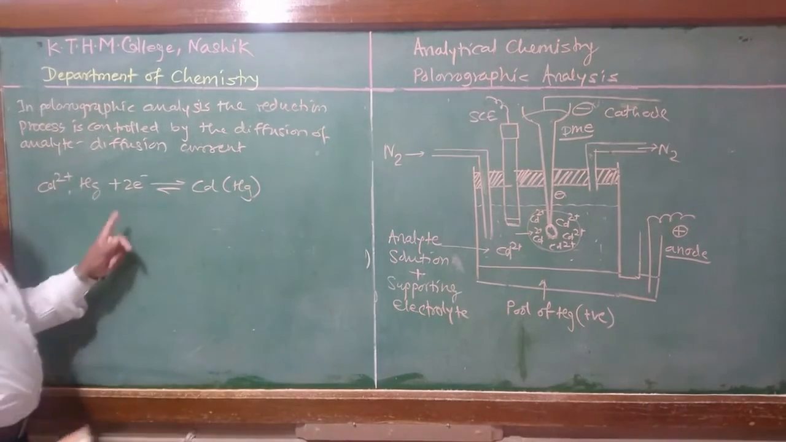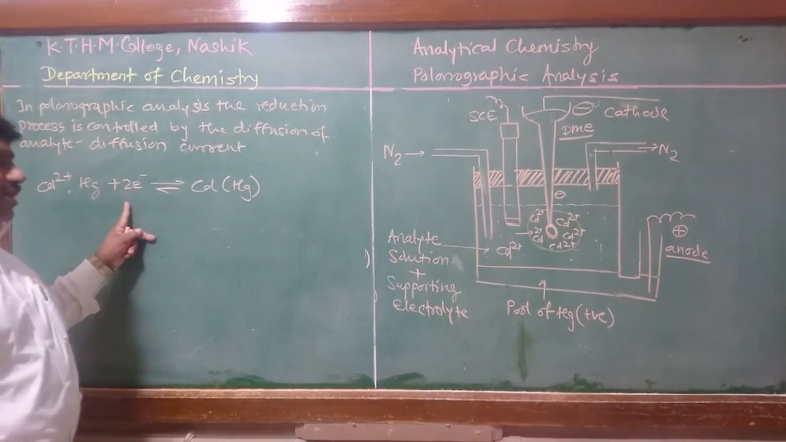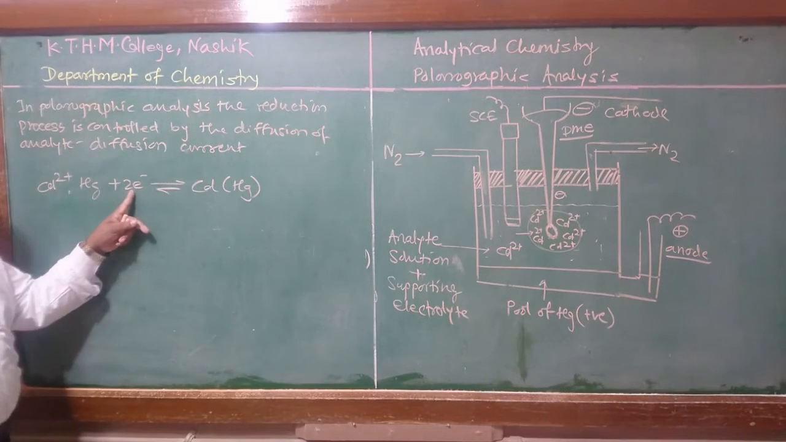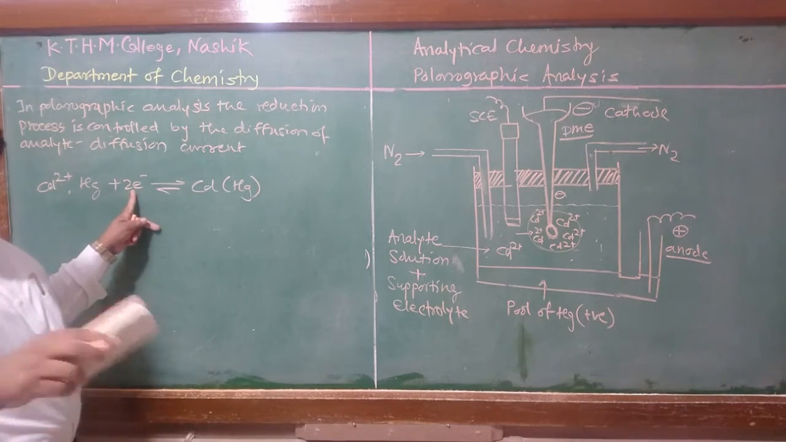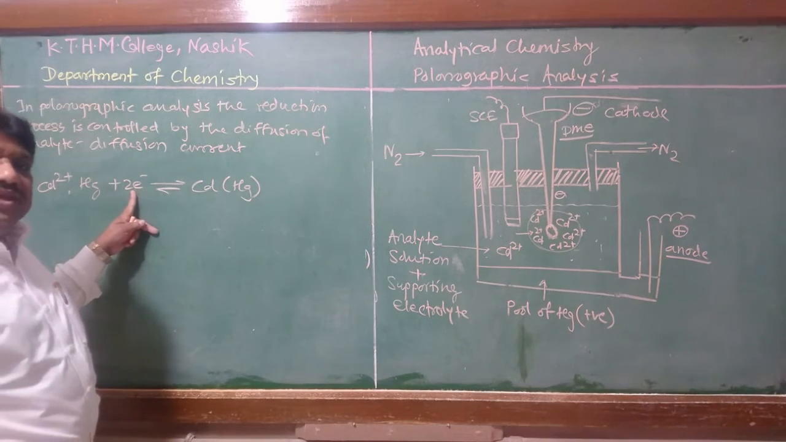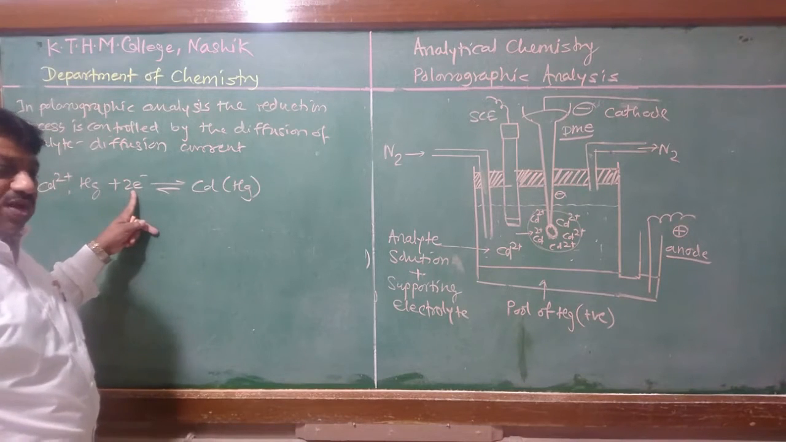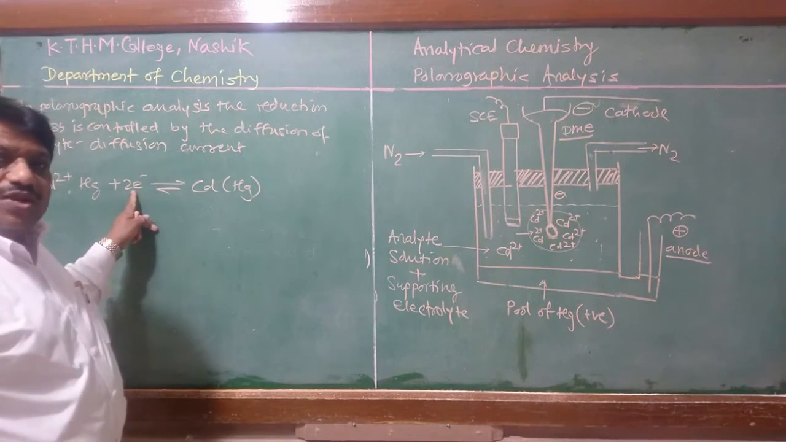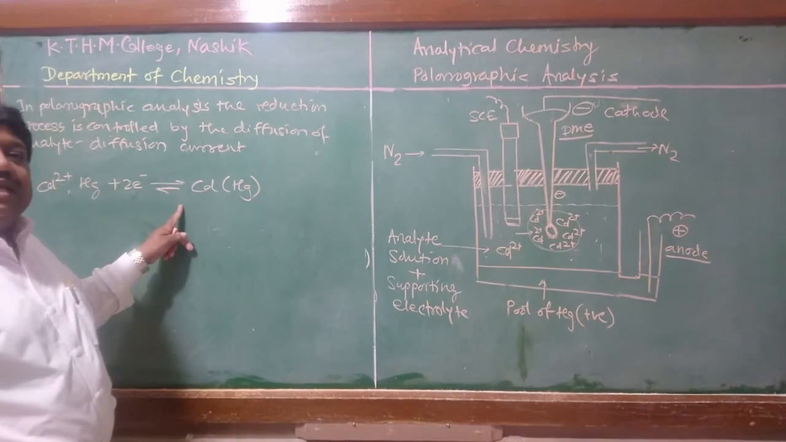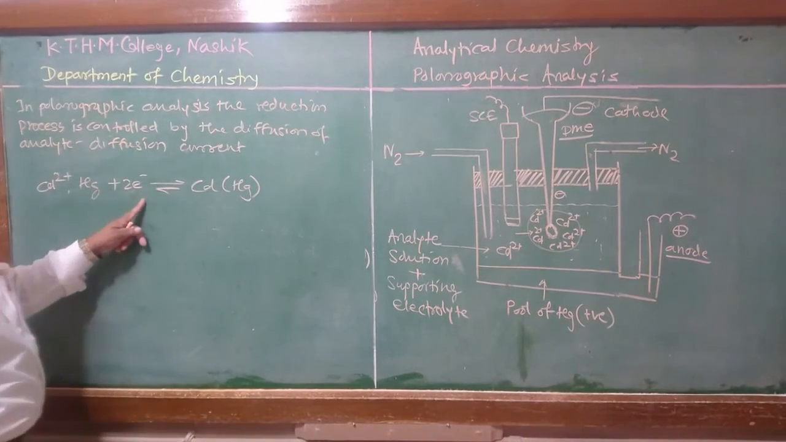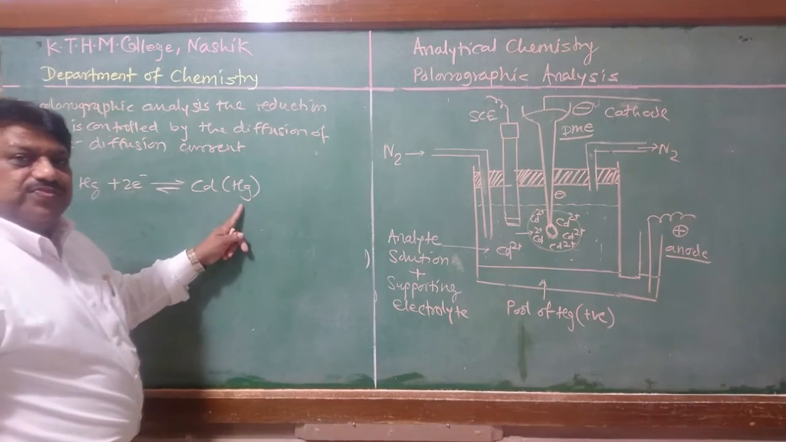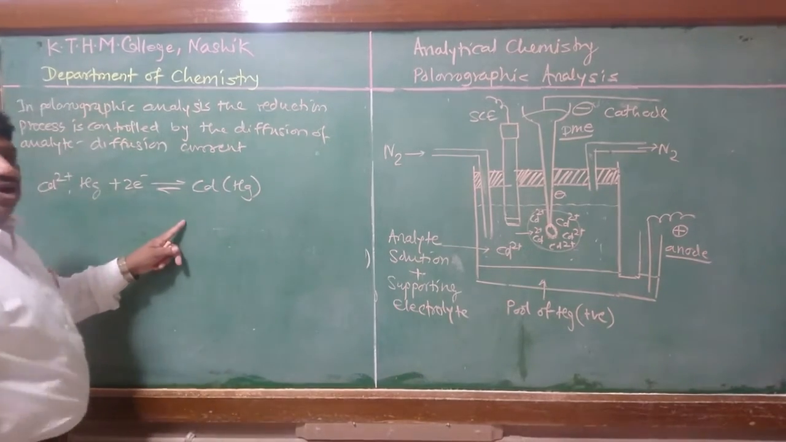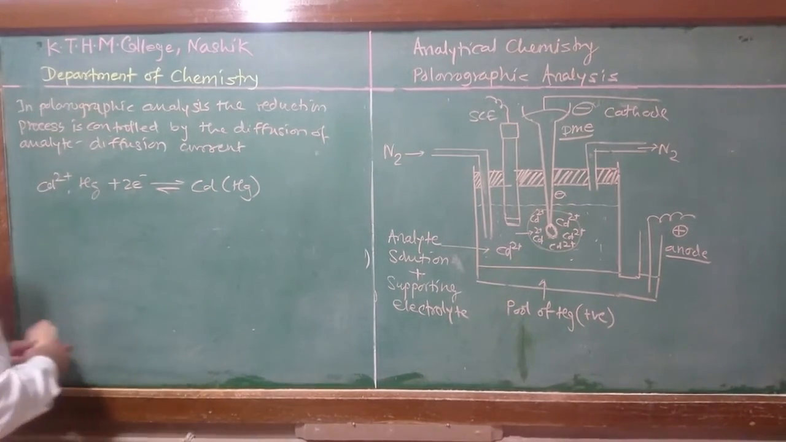As analyte reduces onto the electrode surface, electrons are required. These electrons are provided from the dropping mercury electrode, and therefore there is flow of electron. As flow of electron is observed, we observe the current. Therefore, when this reaction is taking place on the surface of electrode, we observe increase in current.